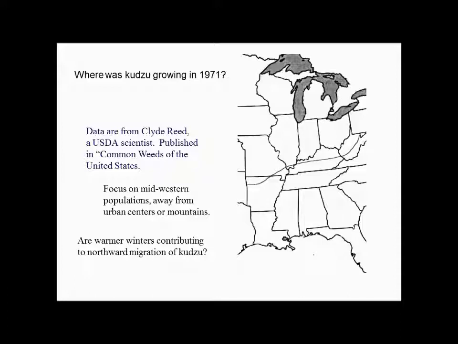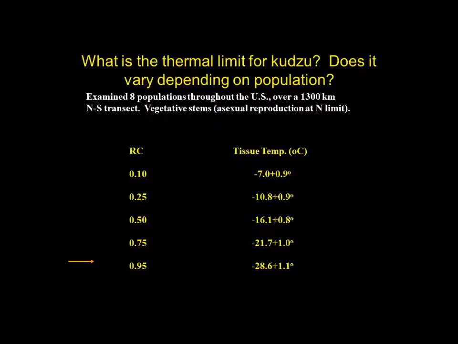And our question was, are warmer winters, because remember, the relationship between CO2 and water vapor means that winters are going to warm faster than summers, contributing to the northward migration of kudzu? This is work done by Bethany Bradley, who is a student at the University of Toronto. We know that kudzu has been introduced into the US at various times, and we know that at the northern limit, its asexual reproduction is important.